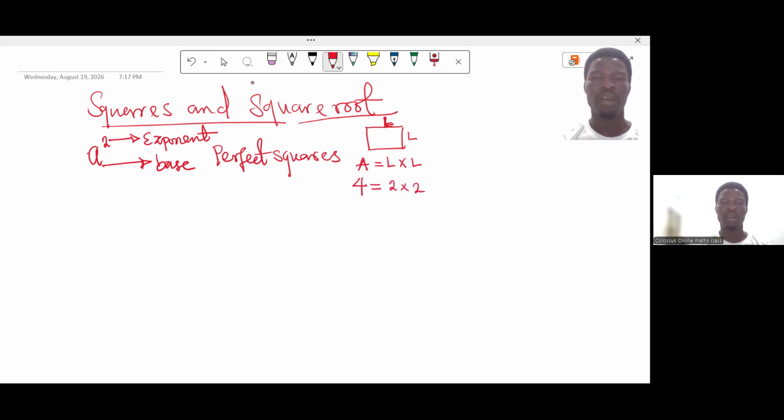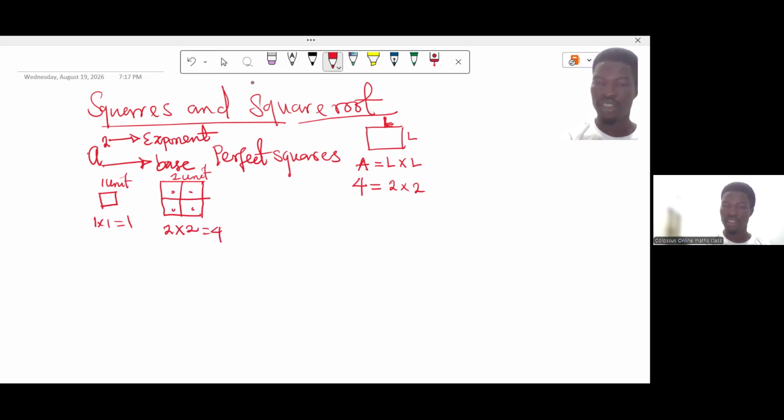Look at this. If I have a square, let's talk about squares a little bit. This is 1 unit, and that is 1 multiplied by 1, which is equal to 1. Look at 2 units now. This is a 2 unit square. That is why we have 2 multiplied by 2, and you can see the answer is 4. I'm sure you are getting that now.